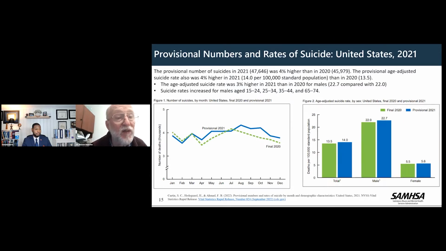So a significant concern. You can see in the slides, one slide compares the provisional 2021 data to the final 2020 data, and you can see that in most months the provisional 2021 data, unfortunately, was higher than the year previously. And the second slide is a bar graph that again shows the comparison between 2020 and 2021. The 2021 suicide data is not quite as high as the high point that was reached in 2018, but unfortunately, it is higher than 2019 and 2020. Next slide.